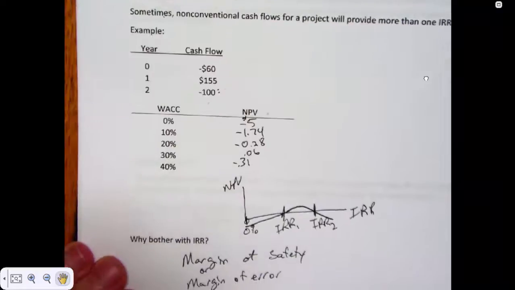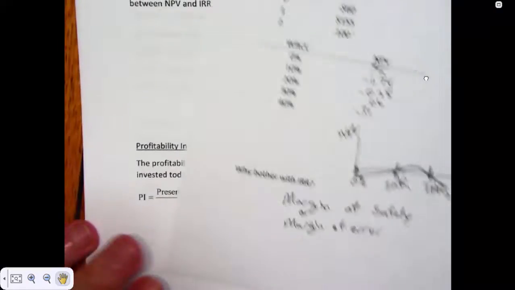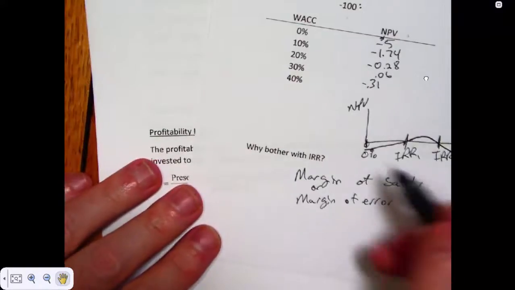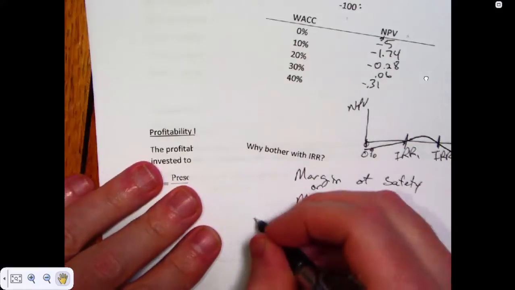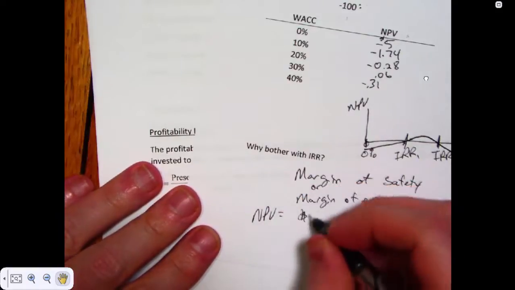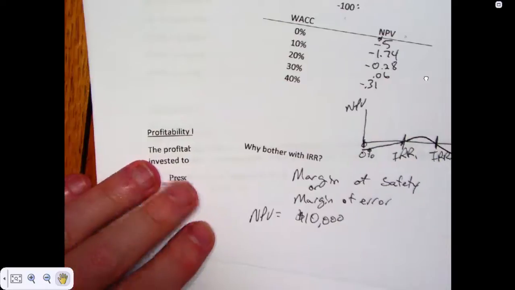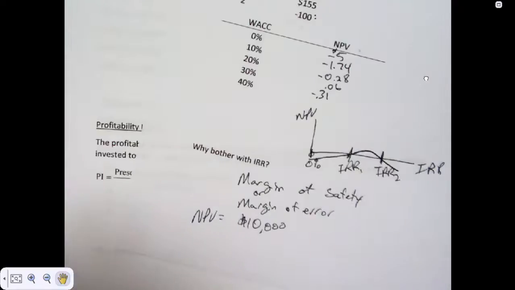So an example I like to give here is, let's say I tell you that the NPV of a project is equal to $10,000. Is this project acceptable? Now, usually in class, I'd say, please raise your hands. And almost everyone's going to raise their hands.